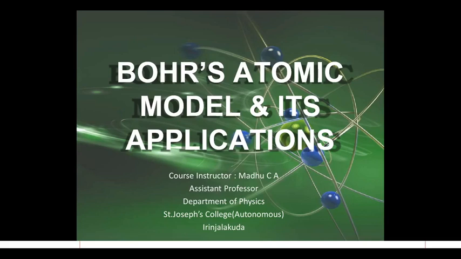Today we are going to deal with Bohr's atom model. We will start with the information that we got from Rutherford's atom model.